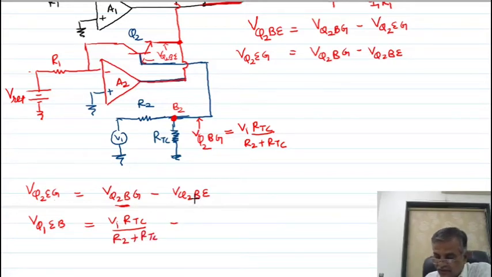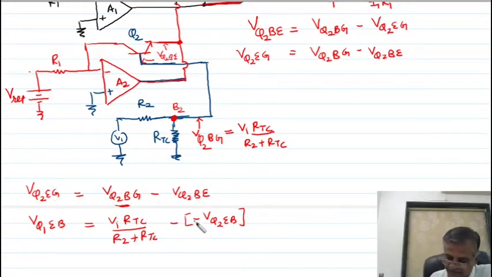minus. What I can write this is? I can write minus VQ2 emitter base. I have interchanged. This is nothing but the potential of base with respect to emitter. Now interchange potential of emitter with respect to base. So I should write minus sign. So I think you understand this step. So base potential with respect to this. So instead of this, what I will write? Emitter potential with respect to base. So I have interchanged. So I will put minus sign here.